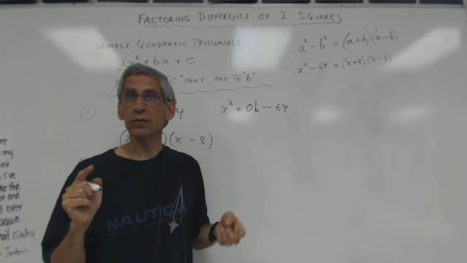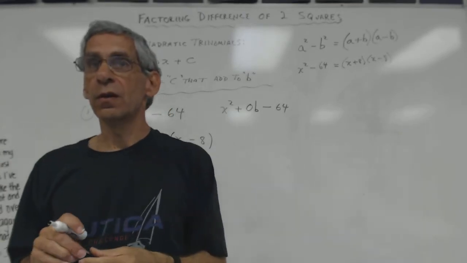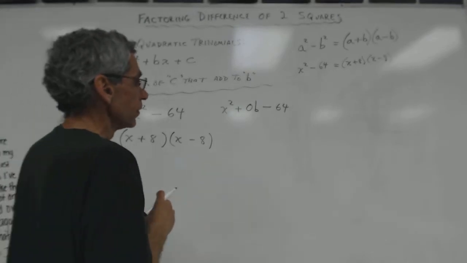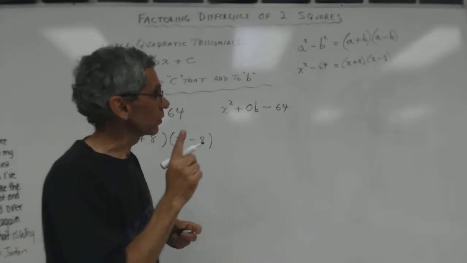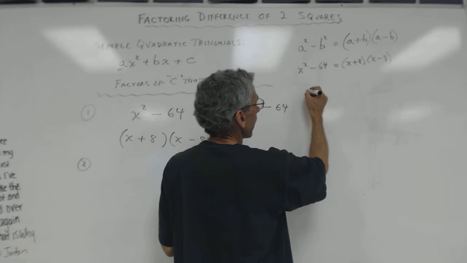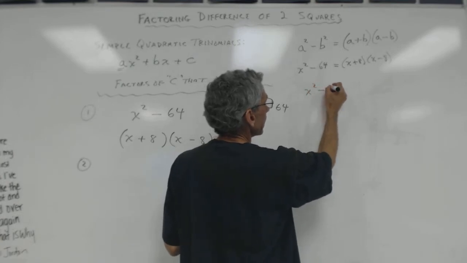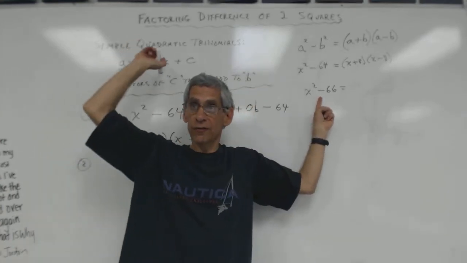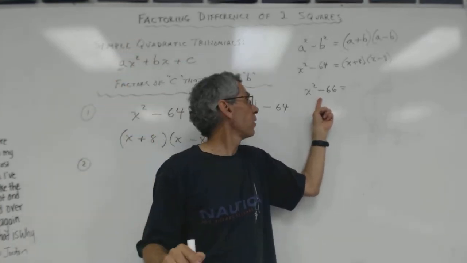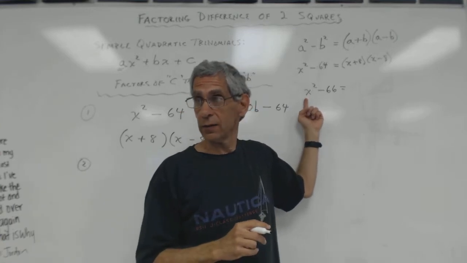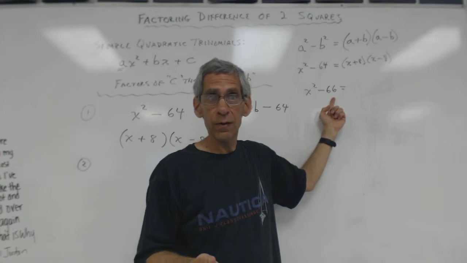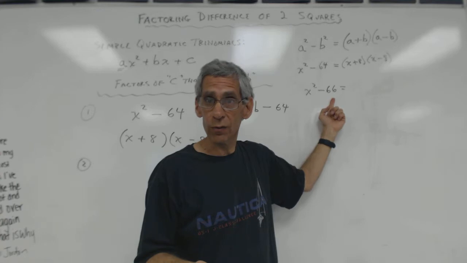What happens if there's 64 there, but what happens if it's like 66? That's a really good question. So let's try that. Let's say we had x squared minus 66. Now notice it has to be minus because we're talking about difference of two squares, right? Now, x squared is a perfect square, right? 66 technically is not a perfect square. It doesn't come out as an even number, but it still has a square root. Would you agree with me?